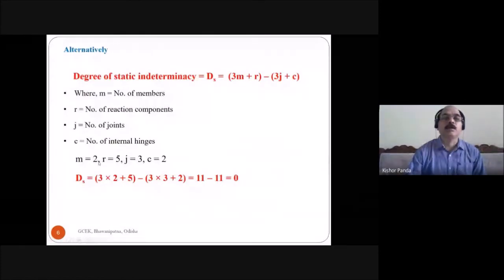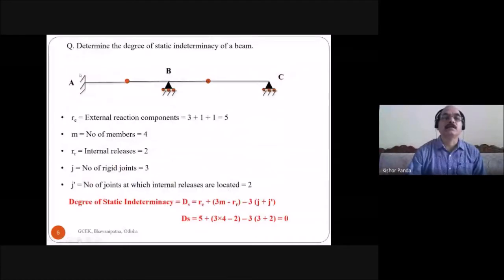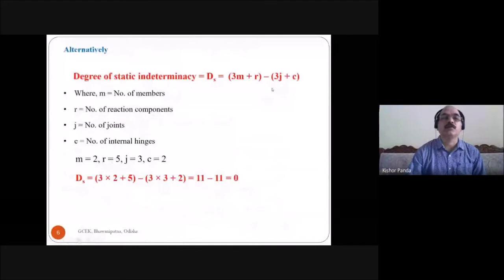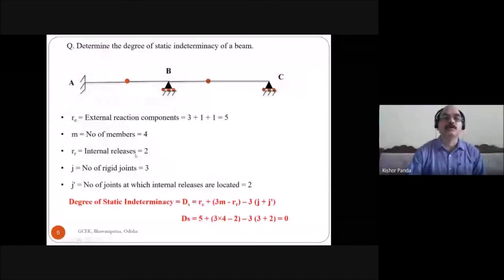Number of members is 2. Then you have to take the reactions. Here 3 reactions, here 1 reaction, and here 1 reaction. So the total number of reactions is equal to 5. Then joints. How many joints here? You have to take 1, 2, and 3 joints. In this case you have to take 3 joints. J is equal to 3.